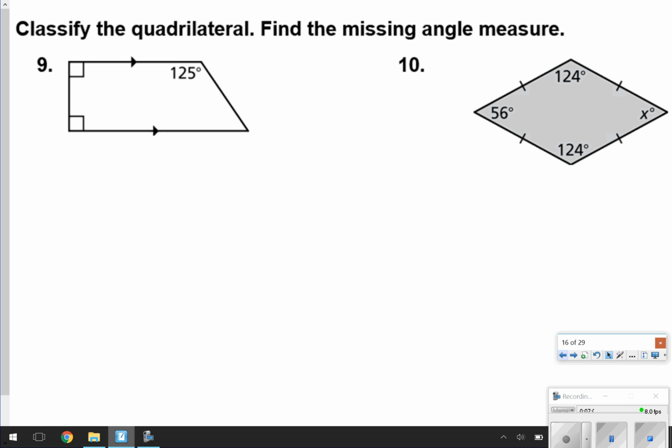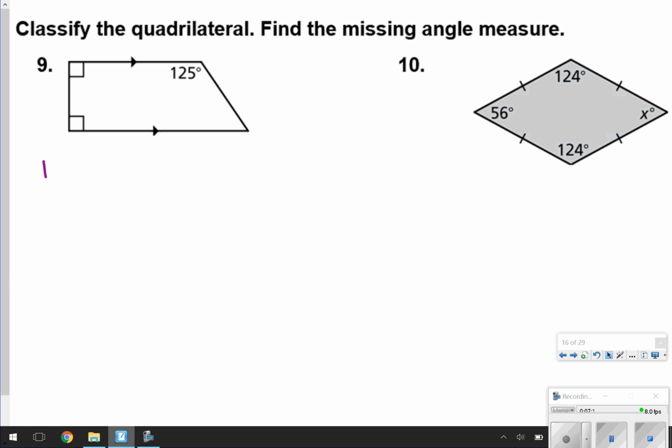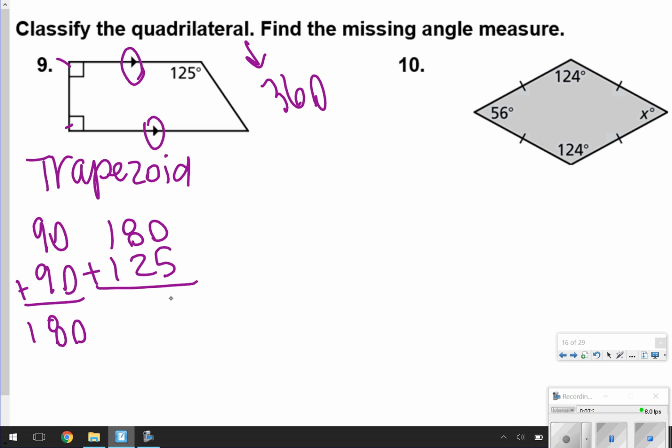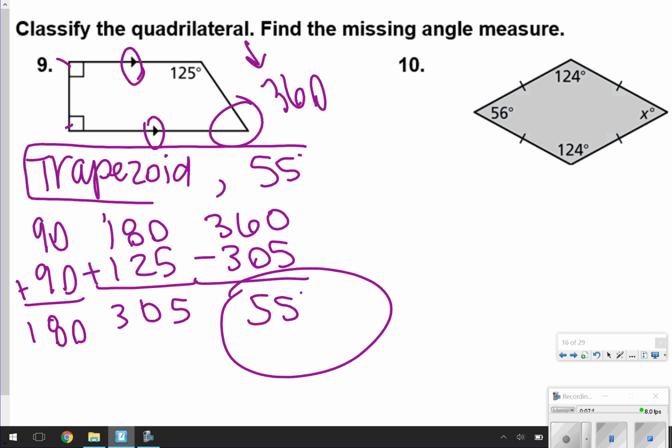Number 9 and 10. Same thing, or a little bit different here. You have classifying quadrilaterals and then finding the missing angle. For number 9, we know that this one is a quadrilateral, but specifically it is a trapezoid because it only has one pair of parallel lines. I know quadrilaterals should be equal to 360 degrees. So far I have 90 and 90, which is 180. And I also have 125, so 125 added to that is 305. To find out the missing angle, I'm just going to do 360 minus the 305 that I have already, and that's going to give me 55 degrees. So trapezoid and 55 degrees is your answer for number 9.